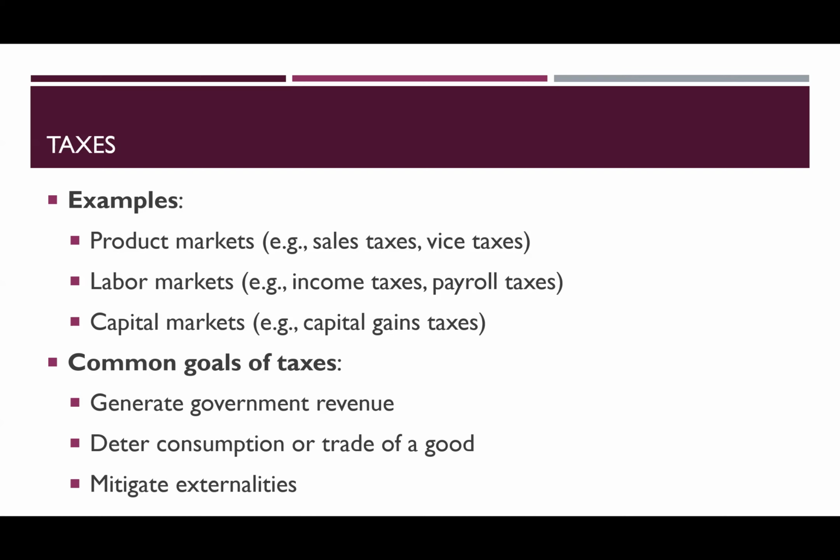So we'll talk about that more in chapter 17. But essentially, for any good that is associated with a negative externality, governments might impose a tax in order to reduce some of the trade of that good and reduce the negative externality in that way.